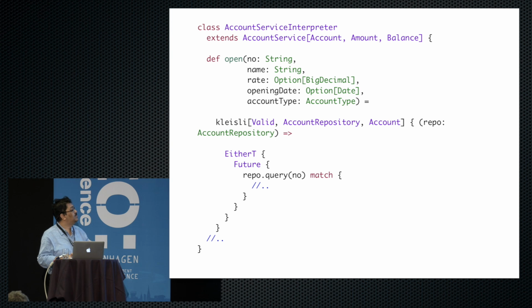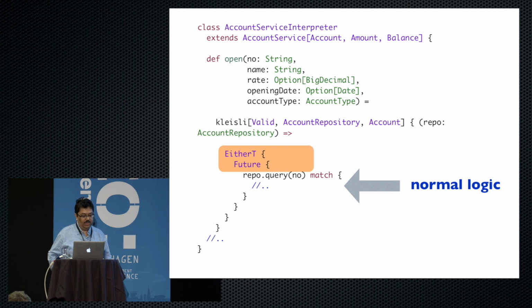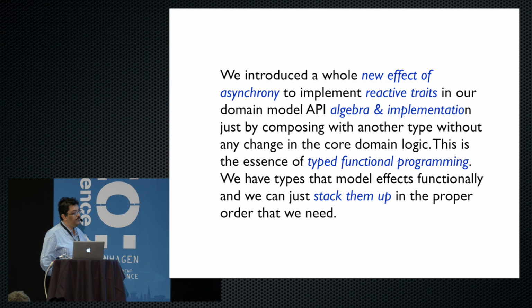In fact, the implementation also doesn't change much. You only need to add these monad transformers at the top, and the normal logic remains as it was. So what we have achieved here is we have introduced the whole new effect of asynchrony to implement reactive traits in our domain model API, so that the user is not blocked. Instead of returning the result of the computation, it now returns a future, so that the main thread of execution is not blocked. And this is one example of how we can gain from the benefits of having a static type system at our disposal.